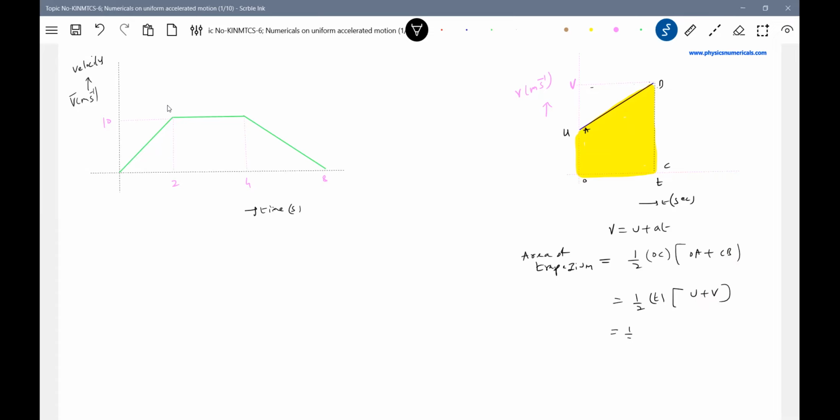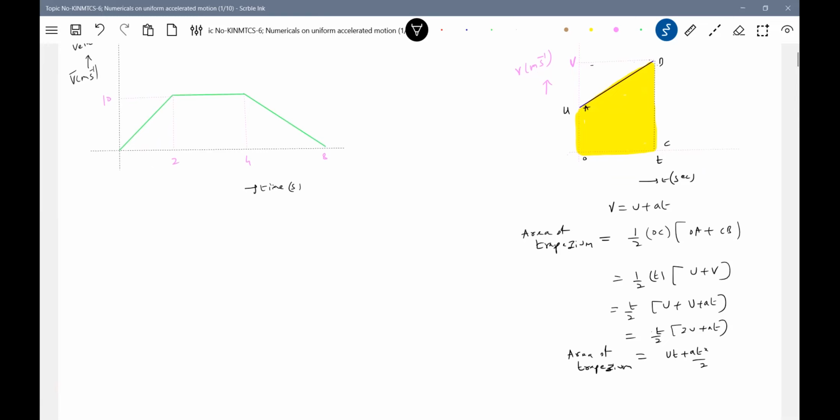Then after this, half into t into u plus v, where v is u plus at. So this will become equal to t by 2 into 2u plus at. So this should be equal to ut plus half at square. Okay, this is the area of the trapezium. Now, what is that ut plus half at square? We know from equations of motion, it should be s equal to ut plus half at square.